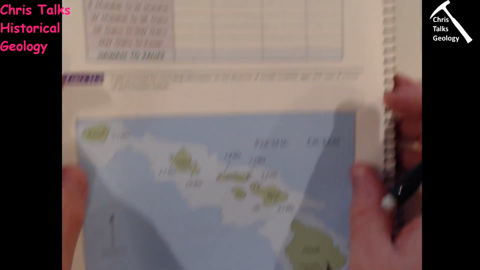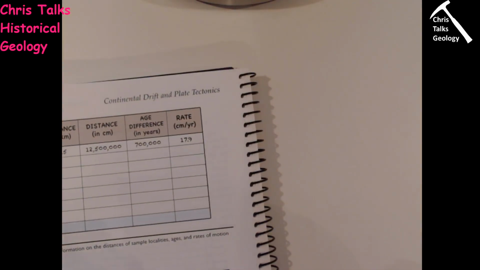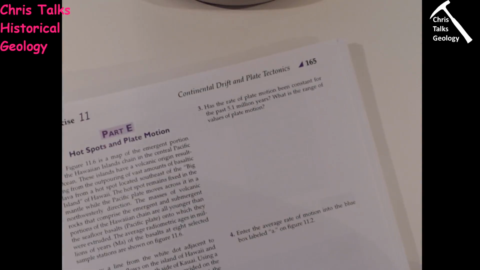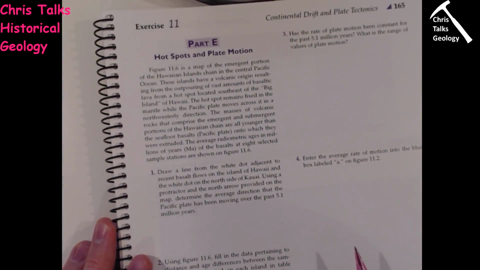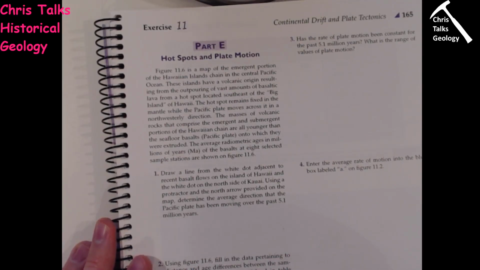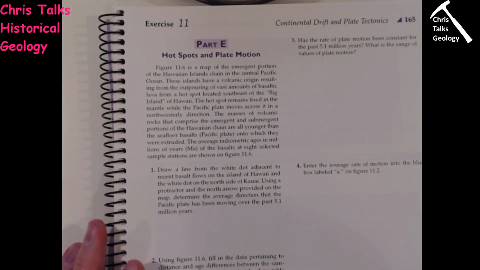So what's the aim? Well, we're pretty much doing exactly what we did with the spreading ridge question in part B. So the first thing we're going to do is, number 1, draw a line. That's what it wants you to do. Read the question, do it. All right, not difficult, just get it done.